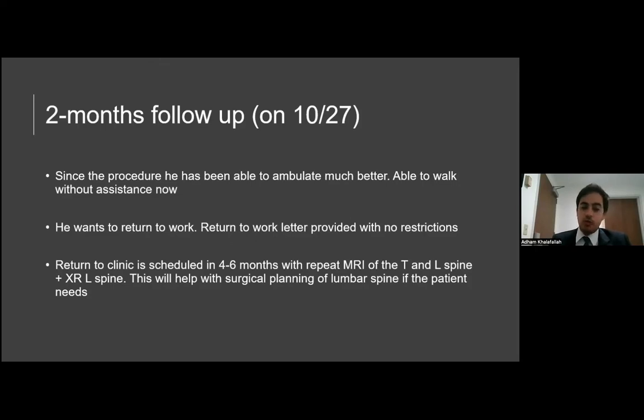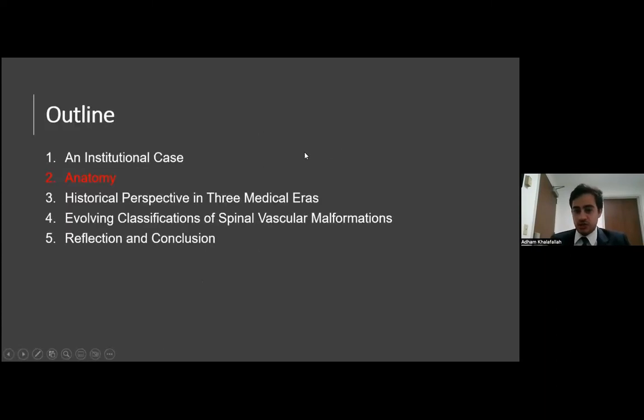Now we plan, okay, let's see the patient in 4 to 6 months with a repeat MRI of the thoracic and lumbar spine, because the patient, as you recall, also had the lumbar pathology. So this is the case that I'm going to be reflecting on as I go through my presentation. So next I'm going to talk about the anatomy.